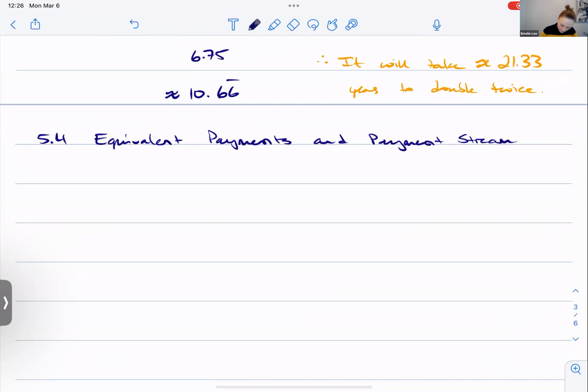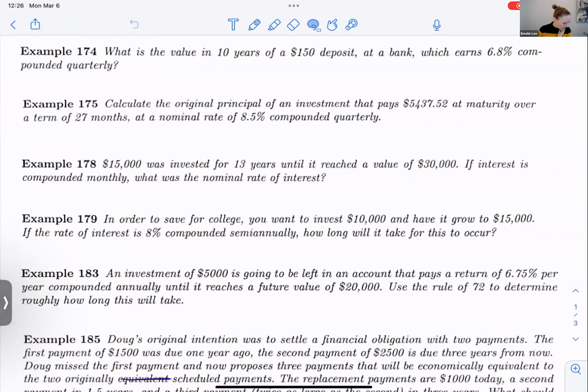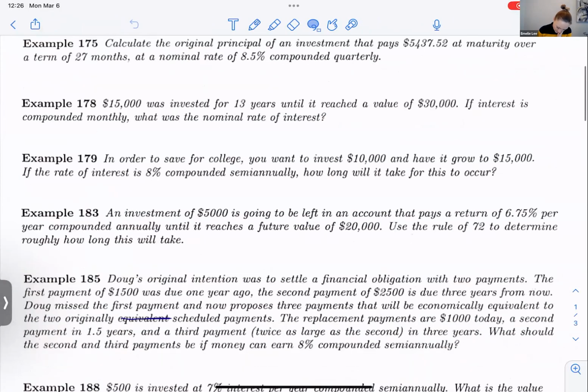Equivalent payments are those scenarios where Bob has borrowed money from Joe, and the original agreement was that he was going to pay it back in 3 years and in 5 years, but now he's come into some money and he's going to pay it back early. How much should he pay him for it to match the original value that he was supposed to repay? We'll start it off with a bang. We'll start with an example. So we're going to do example 185.